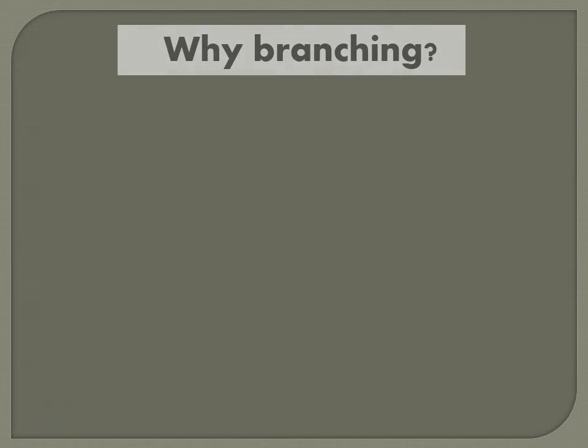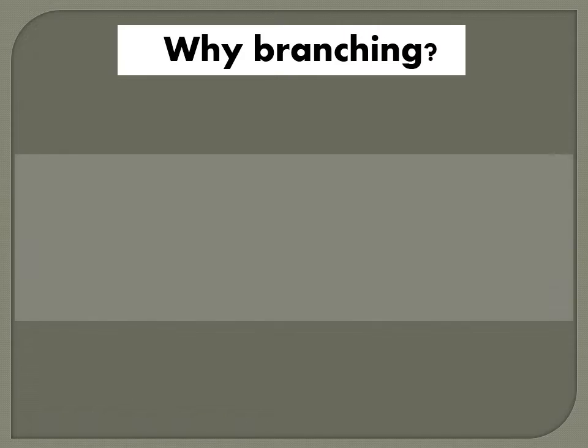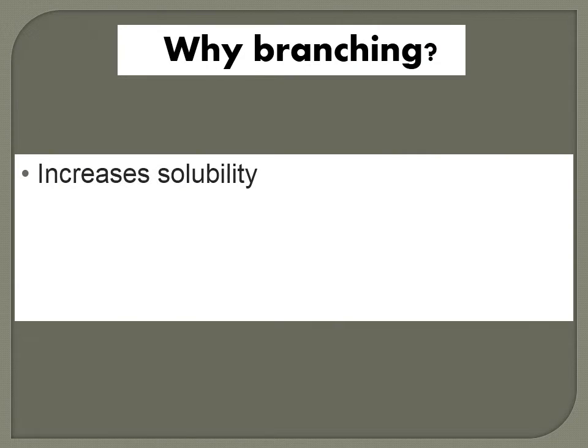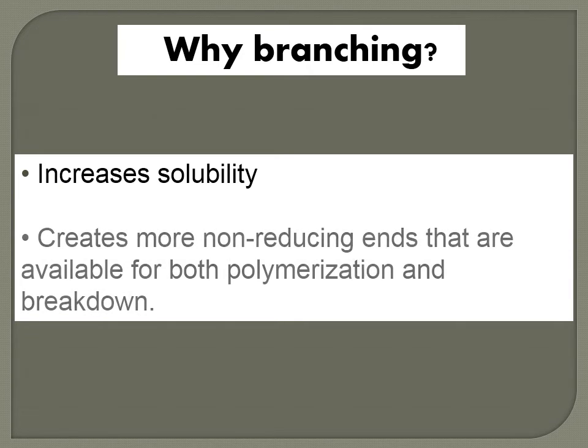Okay, the next important question about glycogen is why glycogen has more branching. This is because the branching in glycogen increases the solubility. Without branching, the glycogen will precipitate inside the cell, and this leads to glycogen storage disease type 4, which is actually an inborn error of metabolism. And the second point is that the branches create more non-reducing ends that are available for both polymerization and for the breakdown. So let me explain this to you.